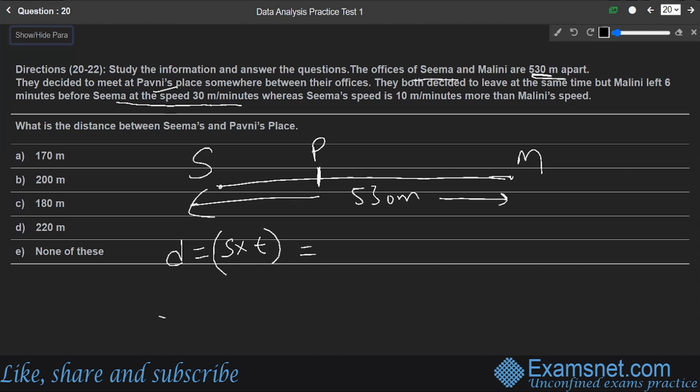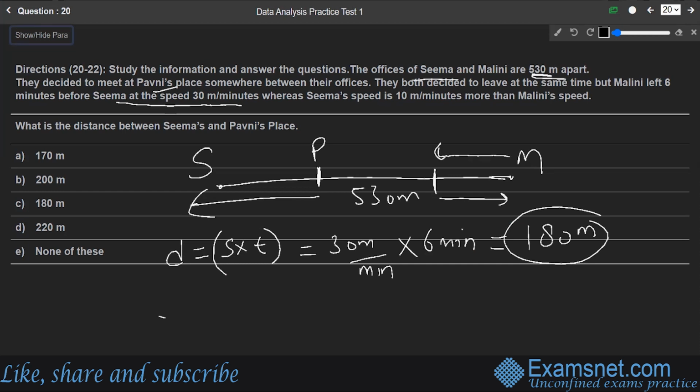How much is the speed? Speed is 30 meters per minute. How much is the time? Time is 6 minutes. So how much is the distance covered by Malini initially? 30 into 6 is clearly 180 meters. So 180 meters is the distance covered by Malini when she leaves. So Malini would have come somewhere here, and this distance traveled is 180 meters.